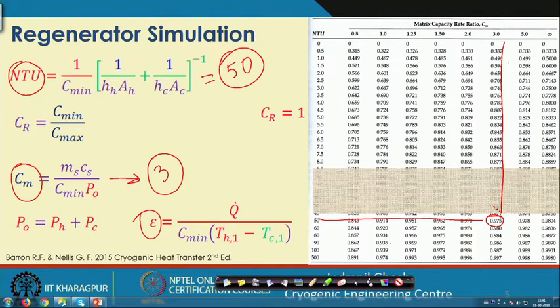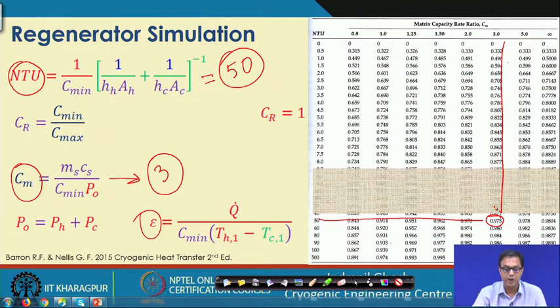So, this is how we calculate the effectiveness or simulate the performance of the regenerator when we know its geometry and we know some of the fluid flow parameters. This is pretty similar to our heat exchanger design, where we know the inlet conditions and the heat exchanger geometry, and we try to find out what is the exit temperature. So, this is how we know the overall performance of the regenerator.